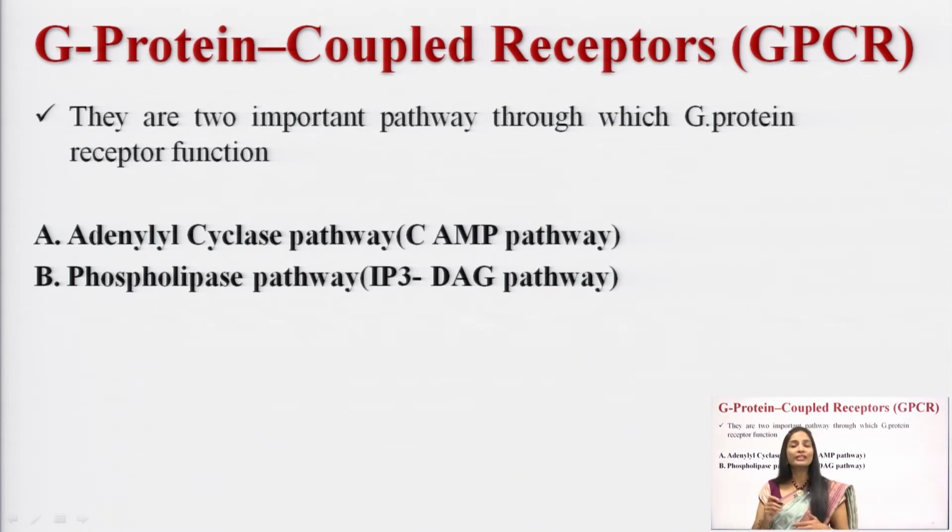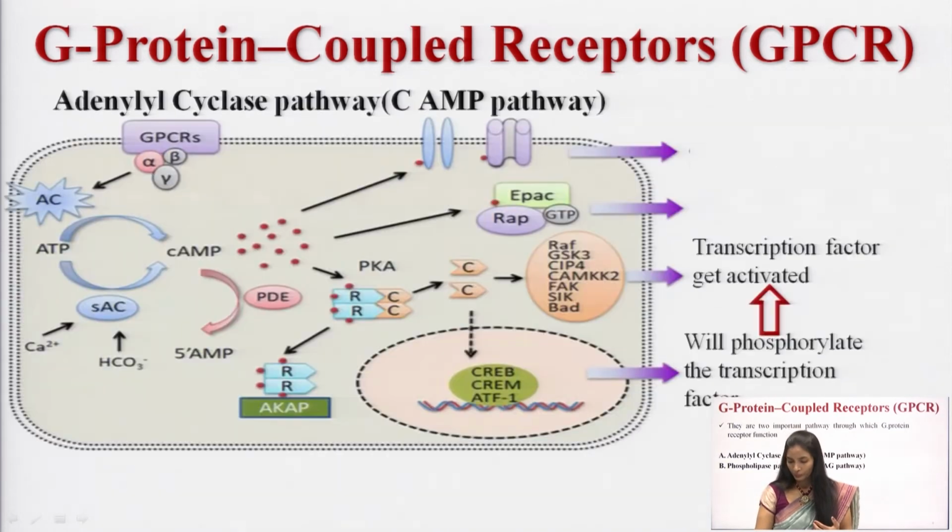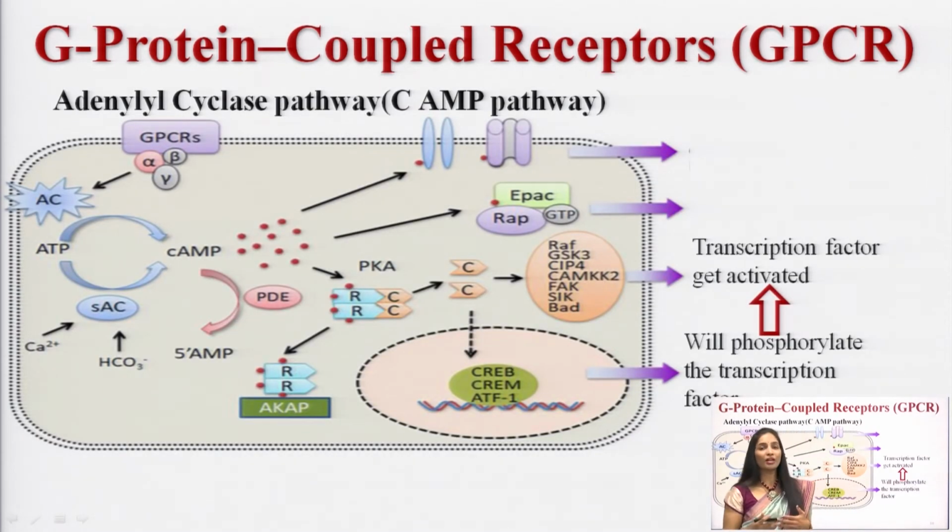Once the GDP has been replaced with GTP, you can see the two pathways of a G protein coupled receptor. The two main pathways are the cyclic AMP pathway, which you can call the adenyl cyclase pathway, and the second pathway, the IP3 DAG pathway, which you can call the phospholipase pathway. These are the two important pathways which you can see in the GPCR receptor. Now we will discuss one by one what happens in the adenyl cyclase pathway and what happens in the phospholipase pathway.